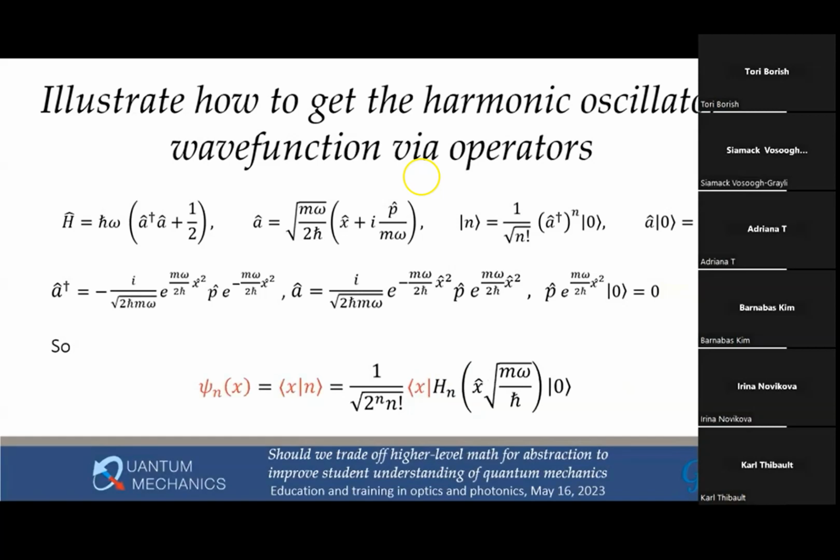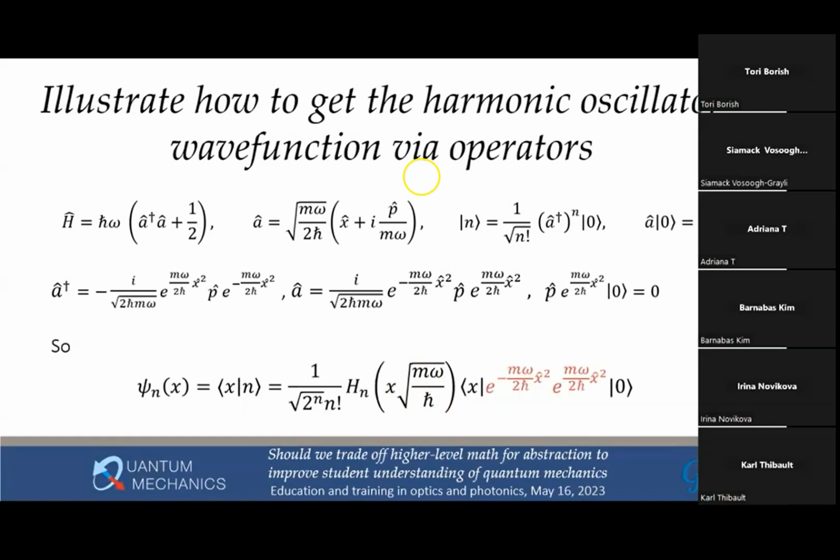Now, to get the wave function, I have to multiply by the position bra. So we just multiply the position bra. But you see, this is an eigenstate of this operator. So I can just let this operate on here, replace it by the eigenvalue, and move it out of the expectation value. And so there's my Hermite polynomial. And now I have to calculate the ground state wave function. How do I get the ground state wave function?